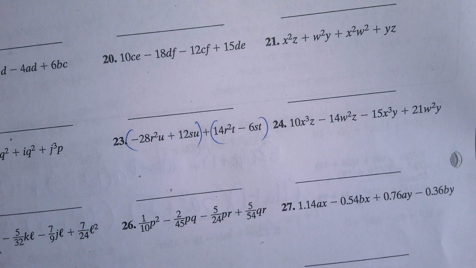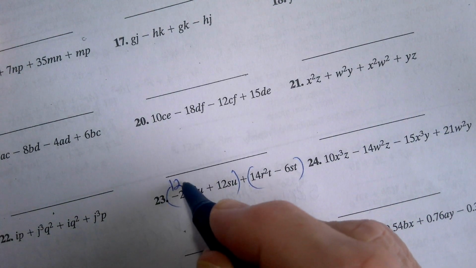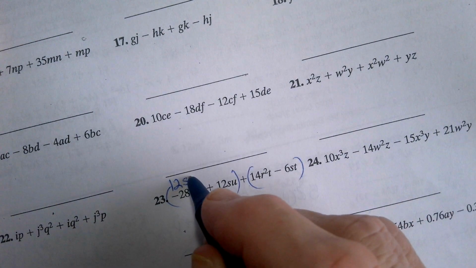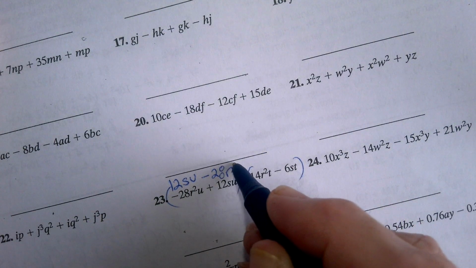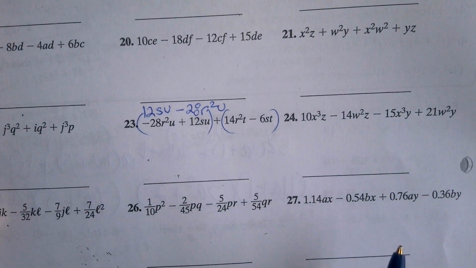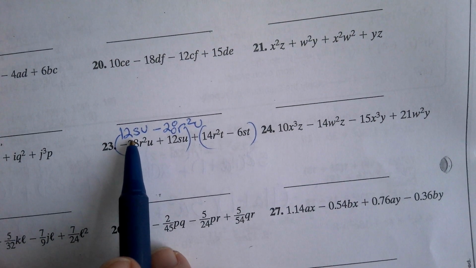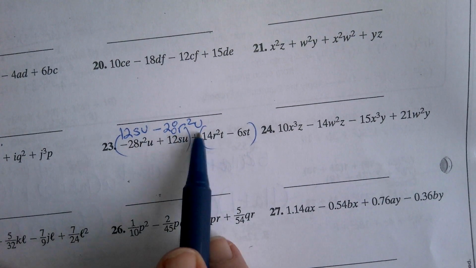Let's see if that works. Let's just switch it and put the 12SU minus 28R squared U. So if we did that, what would we pull out of that? Is it a 4 and a U? That's all I can think of.